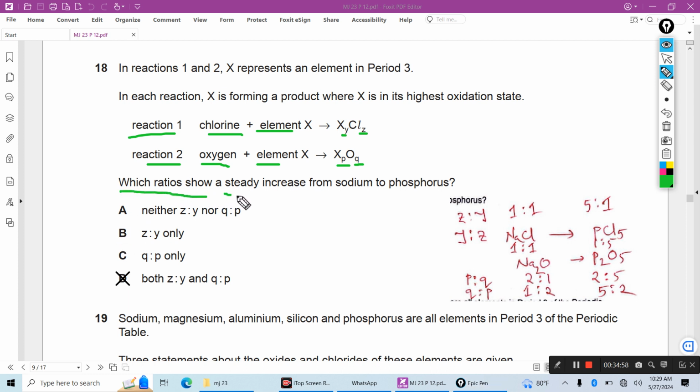Now, which ratio shows a steady increase from sodium to phosphorus? The right answer is both Z and Y, and Q and P. Both increase steadily. So D is the right answer. And A is wrong, Z and Y only; no, and Z and Q is wrong. So D is the right answer.